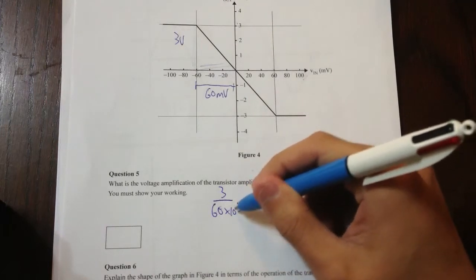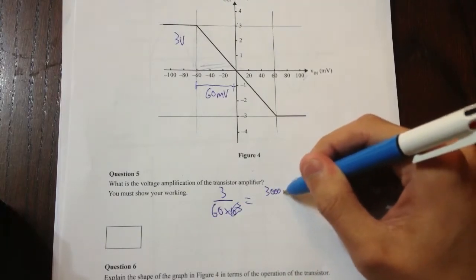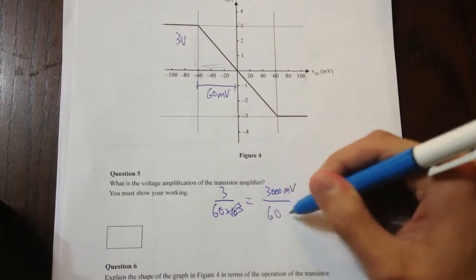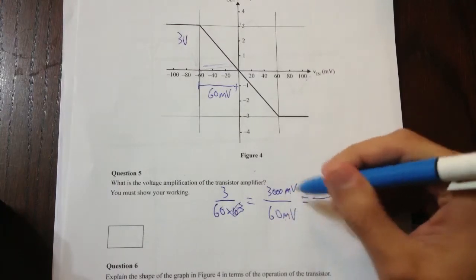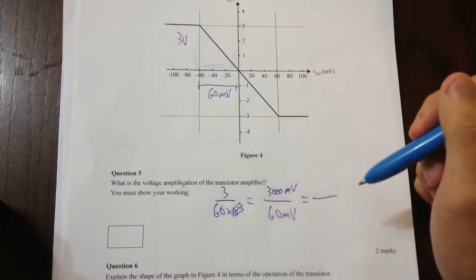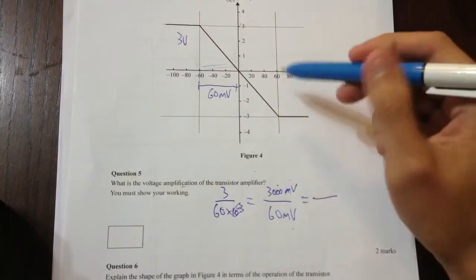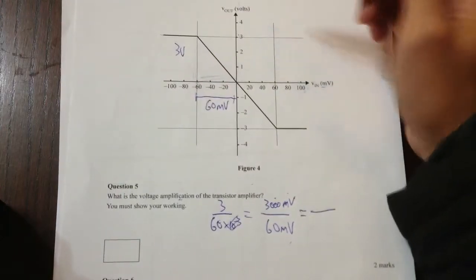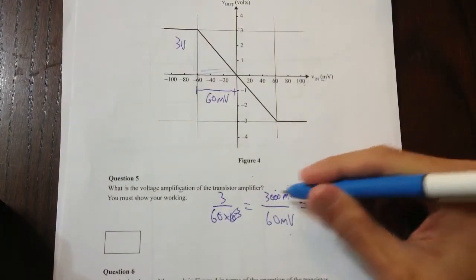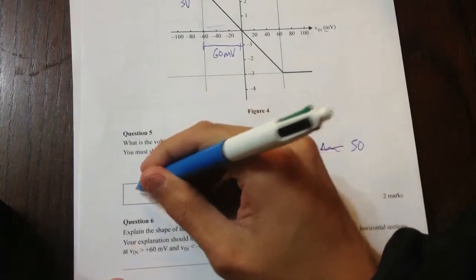If you're uncomfortable with this, we can remove that. We can go 3,000 millivolts. That may be easier for you to use, because when we cancel them, we don't even have units. Voltage amplification doesn't have units, because the volts cancel. We're just left with a number, like a number of times converting millivolts in gives us millivolts out. So anyway, 3,000 over 60 equals 50.